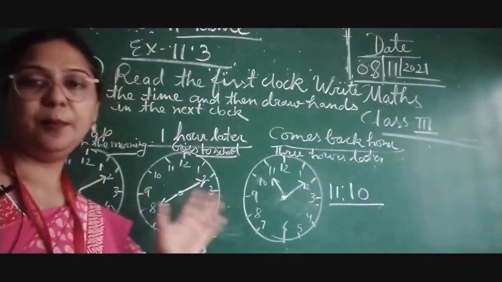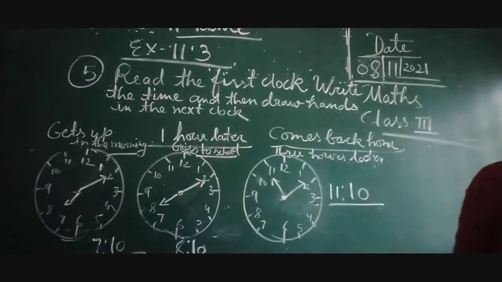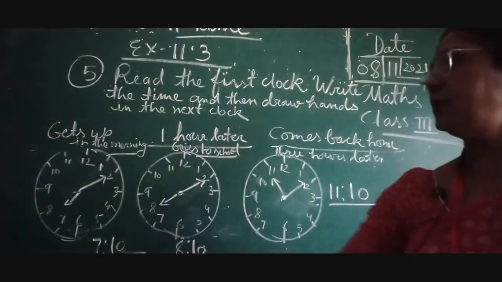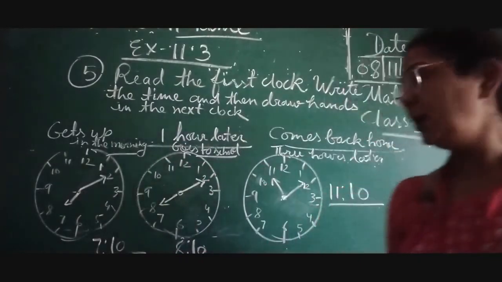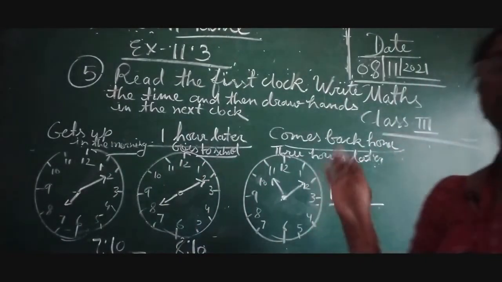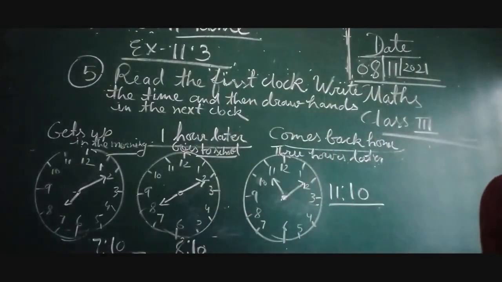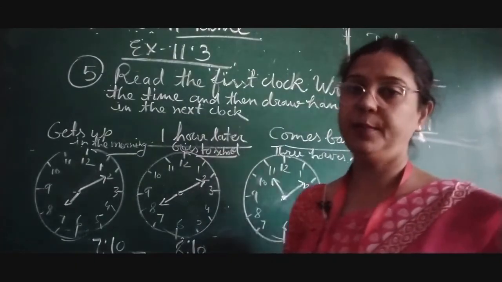So children, complete these 3 clocks. This is the time to come to school. Okay, goes to school. This is the time to get up in the morning. And now here 3 hours later, come back home. It means you go back home. So draw these three clocks. We have completed the 5th question, children.